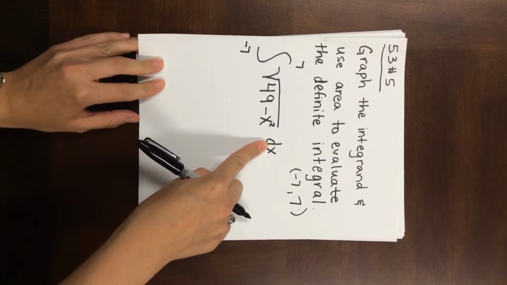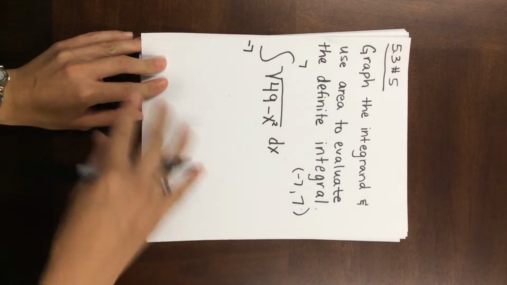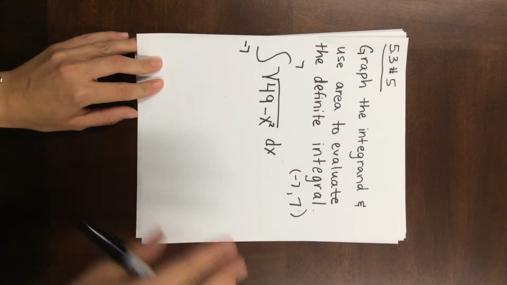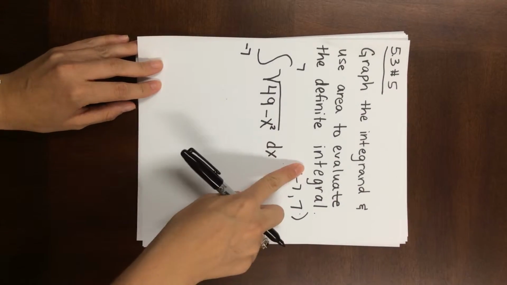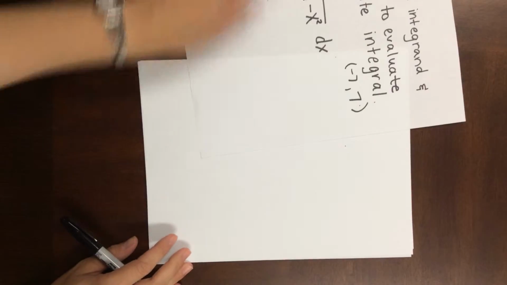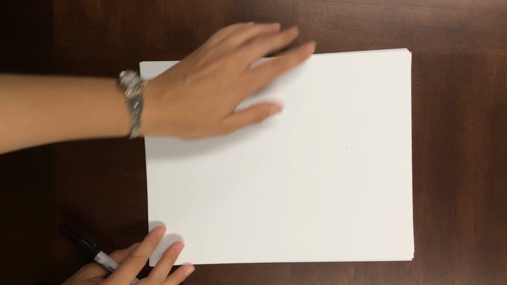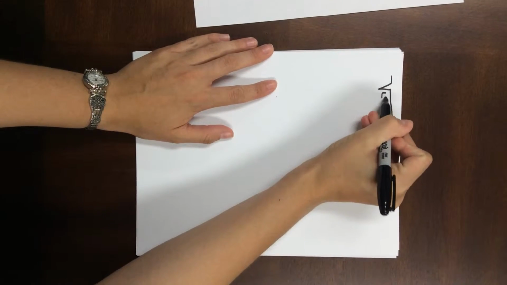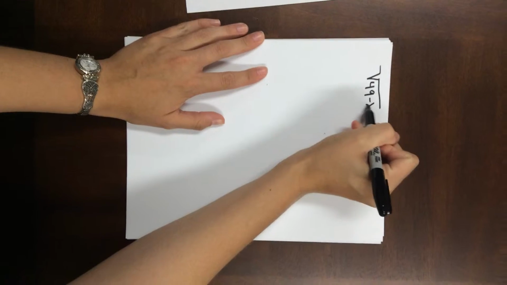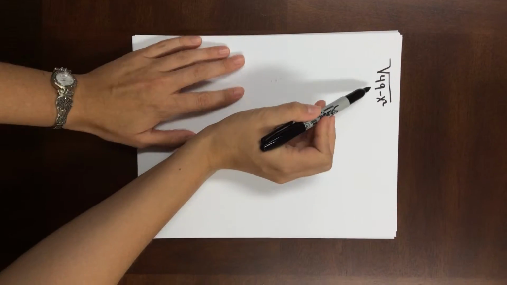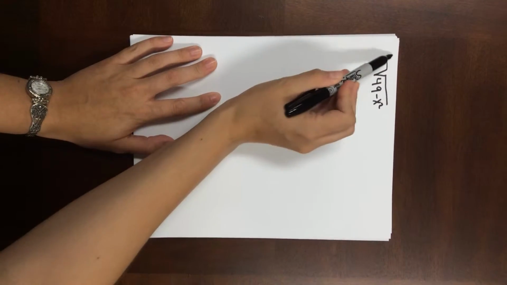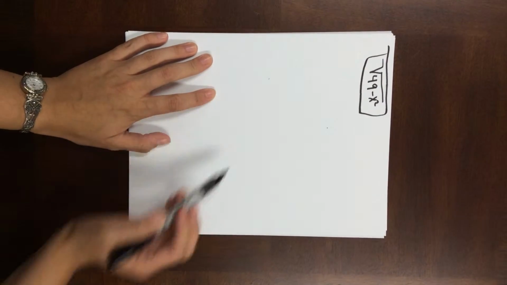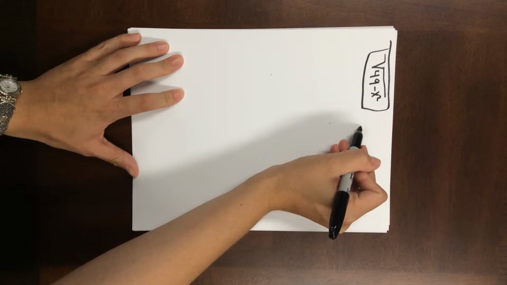And then we're going to use the area under the curve, or under that function, and that area is going to equal the definite integral. So I put this into my graphing calculator first. I'll rewrite the function: square root of 49 minus x squared. When I put this into my calculator, I got it to look like this.